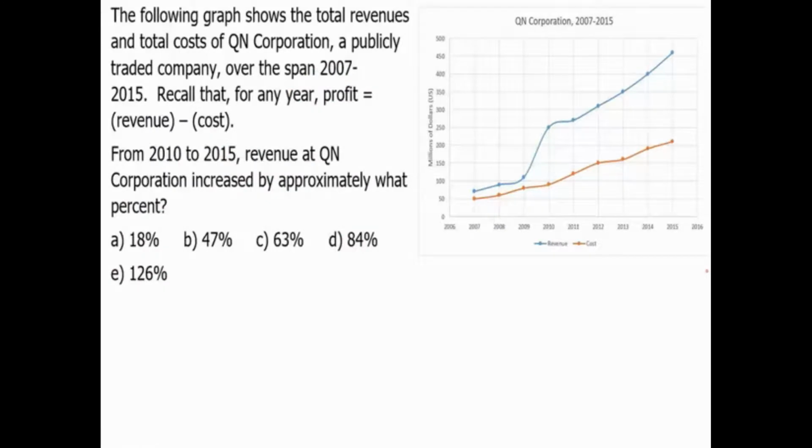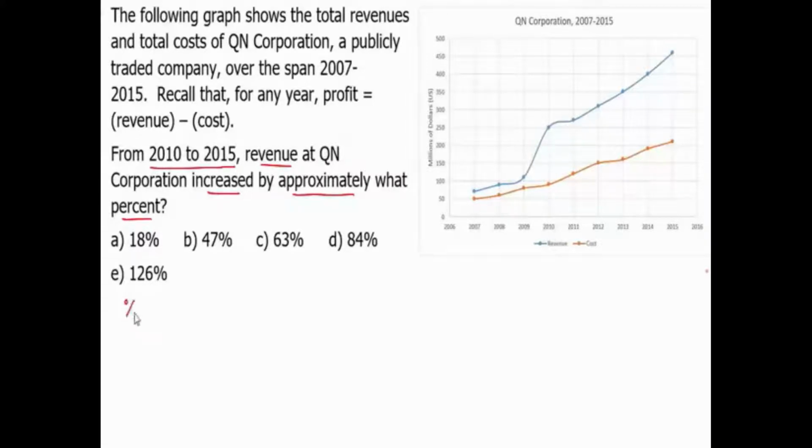You can pause the video and read through the problem, but let me give you the gist. The blue graph is for the revenue and the one in orange is for the cost of a certain company over the span 2007 to 2015. And we need to find the approximate percent increase in the revenue from 2010 to 2015.